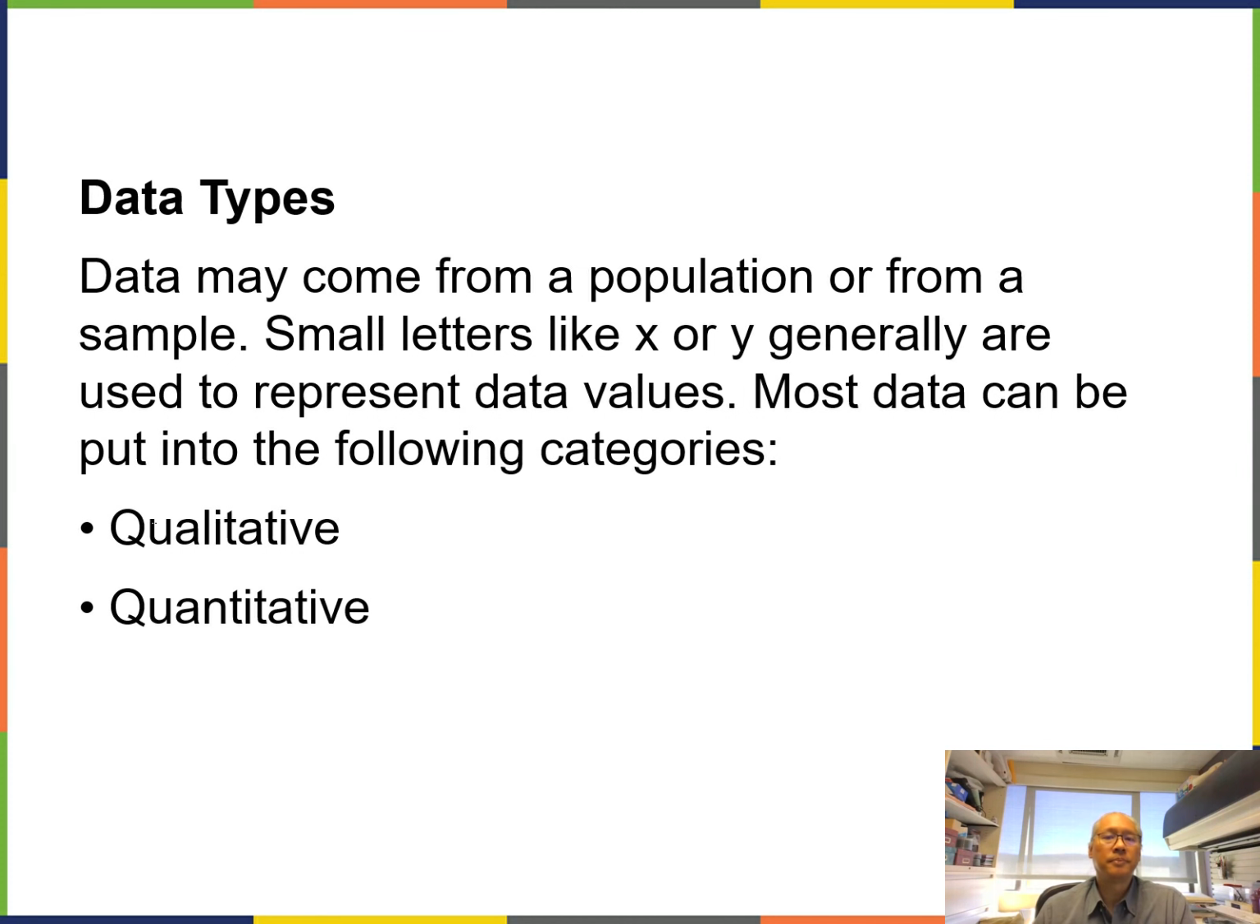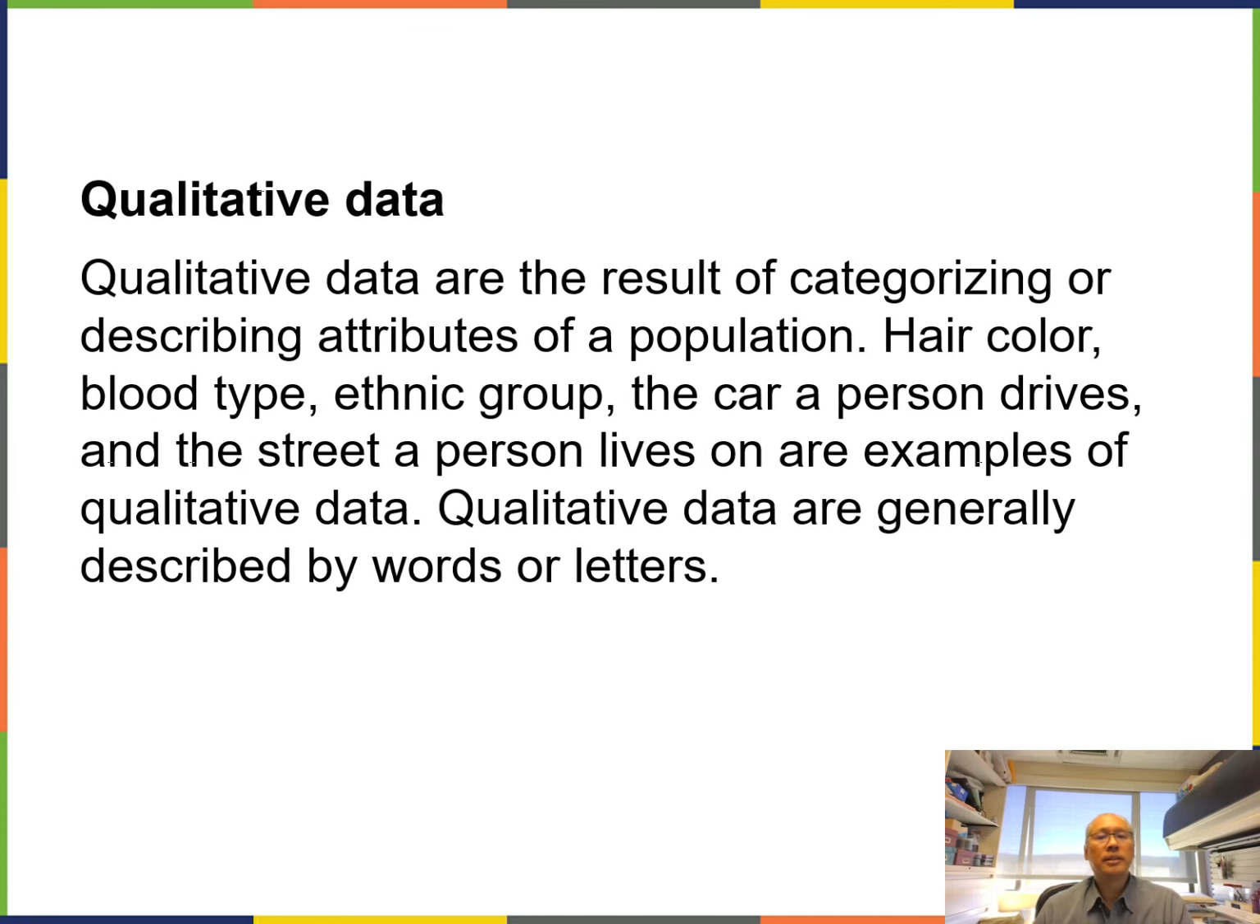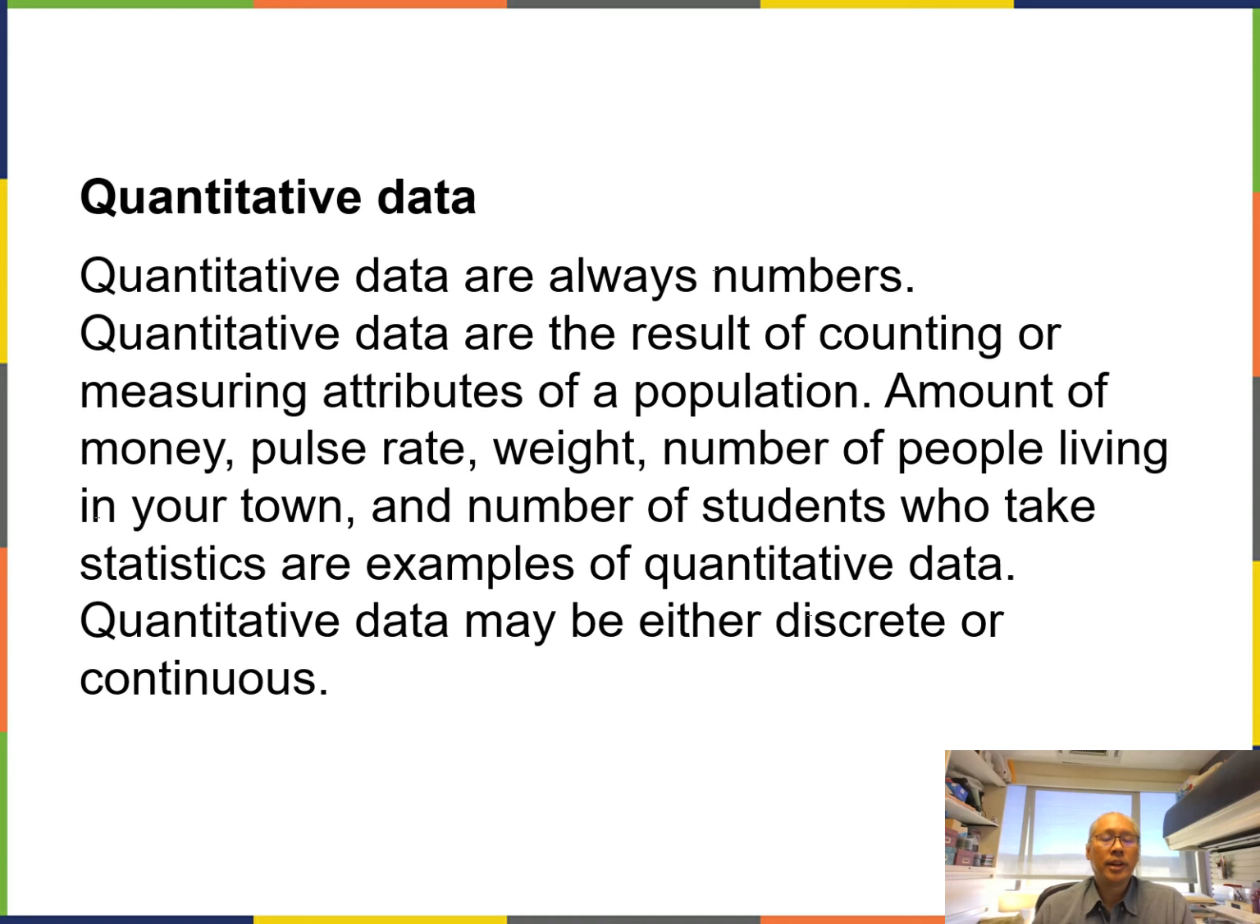So qualitative data would be some categorized attribute of a population, like hair color, blood type, etc. So they're generally described with words. And the quantitative data are going to be numerical things that we can put in order, and sometimes the numbers could be whole numbers, or sometimes they can involve numbers that are between whole numbers.